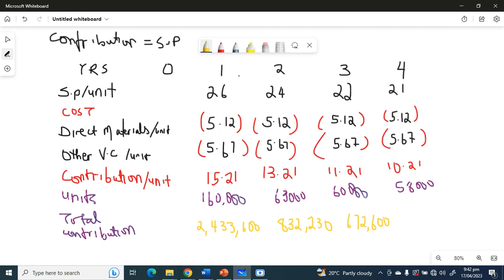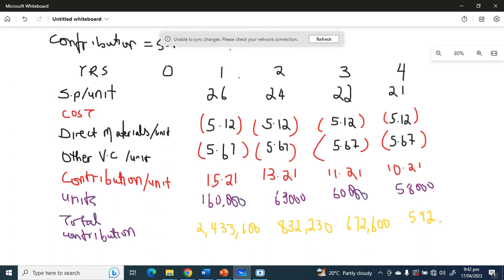Then 10.21 multiplied by 58,000. So as I said earlier on, contribution is the money that is used to cover your fixed costs.